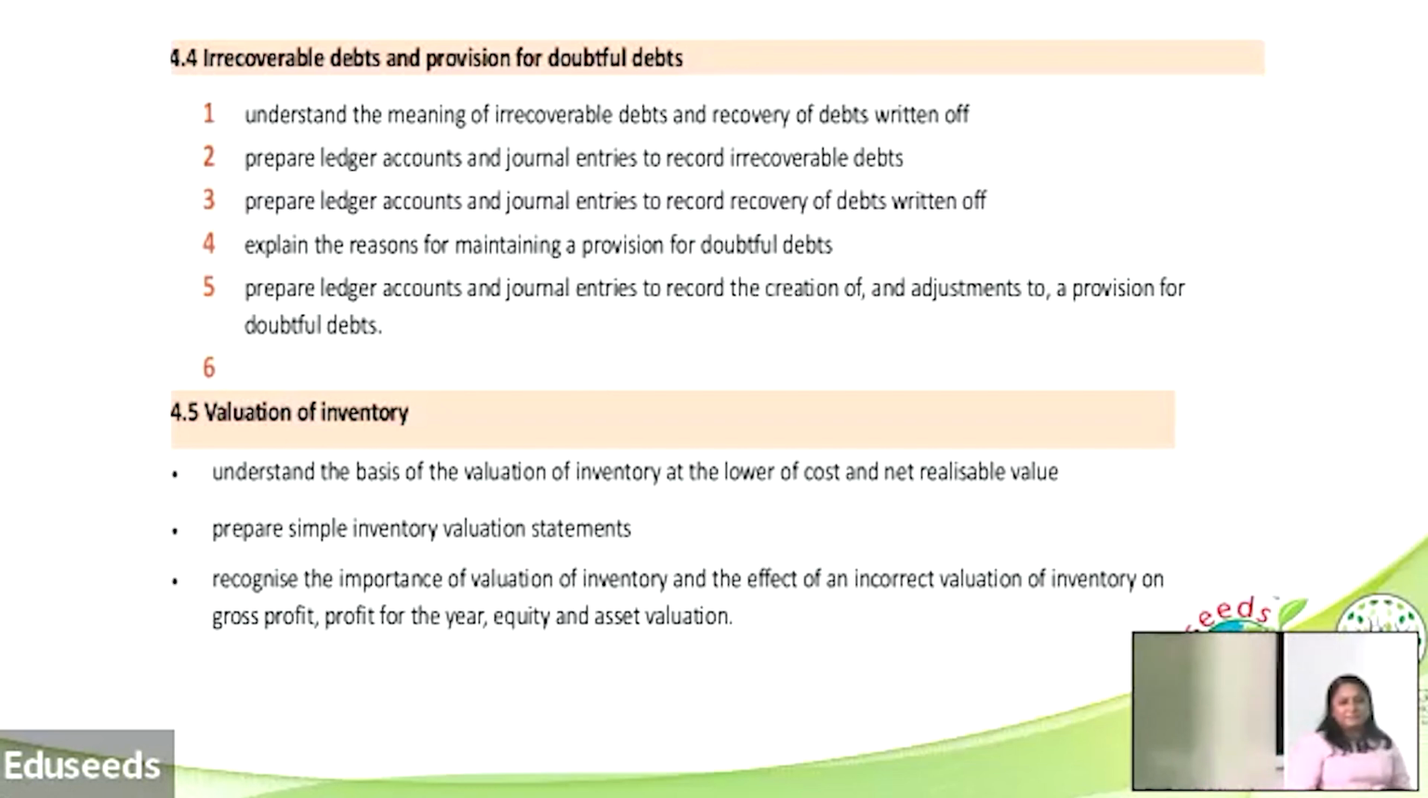So what are bad debts basically? When you are unable to collect the payment or the money or the owings from your customers, then we will declare it as irrecoverable debts. And then we have bad debts written off. That is the old term. Take note again: now we don't call it bad debts written off. We call it recovery of debts written off. Okay, these are all updated terms. So I think only these two things you need to take note of. The rest is still the same.